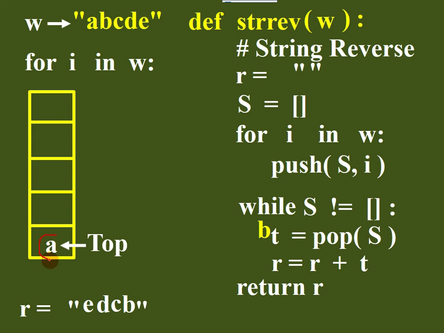Because of while loop, statement repeats. The next topmost element is popped from the stack, that is stored in variable T. Now this is removed from the stack. Now R is equal to R plus T. R contains EDCB. T contains A. So now this becomes EDCBA. Now because of while loop, statement repeats. Stack not empty condition is wrong, because you can see that the stack is empty. You exit from while loop and R is returned as answer. R contains the reverse string. So using this function you can reverse a string.